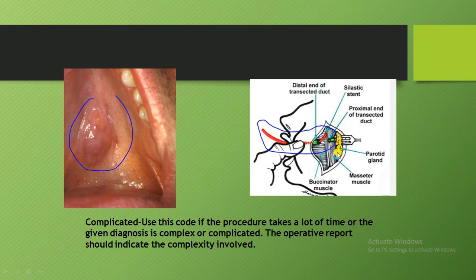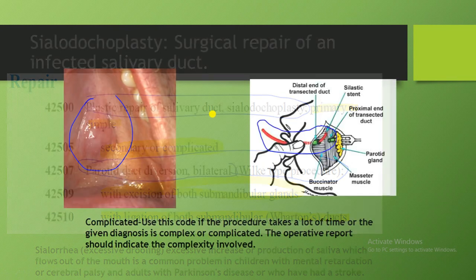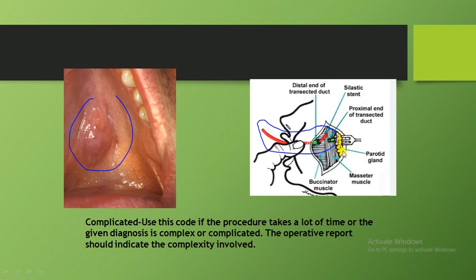So what will the provider do in this procedure? See, this is the parotid gland, which is an infected gland. To this parotid gland, there will be a parotid duct. So what will the provider do to treat this infection in the gland? I am taking an example of a parotid gland. It is not that only for the parotid they will do this procedure. They can do it for submandibular and sublingual also.